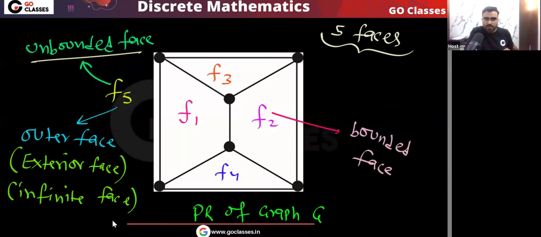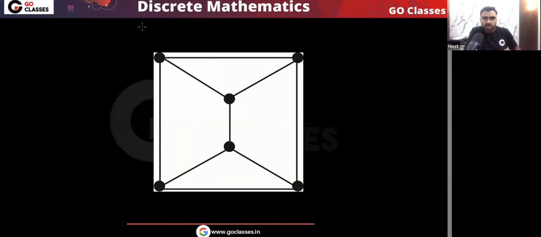Please tell me, did you understand? A student is asking, can we merge F1, F2? For example, this F1, this F2, can we merge them? The answer is no. Face means area surrounded by edges. You can see this is the area surrounded by these edges. If you merge, it's like you are crossing the edges. You cannot cross an edge.